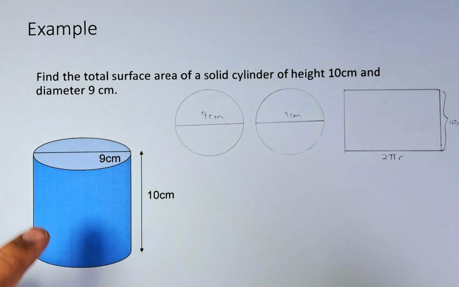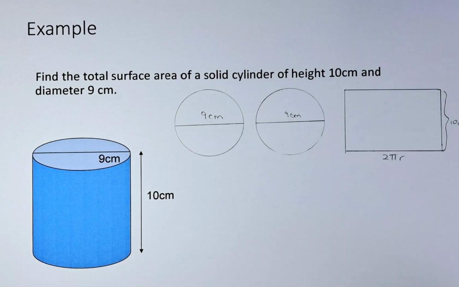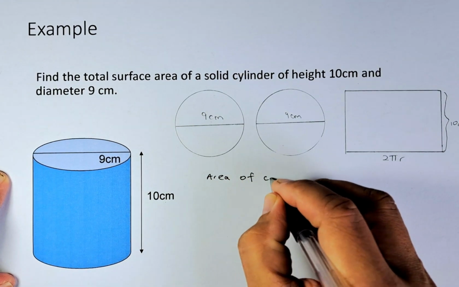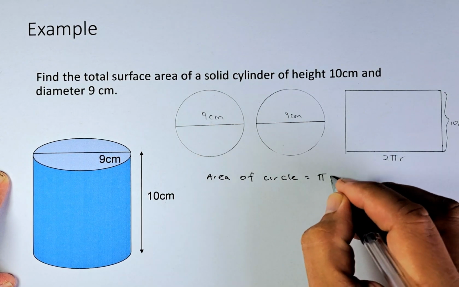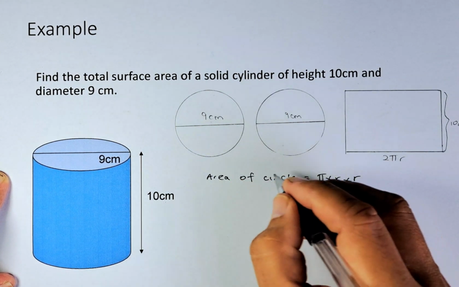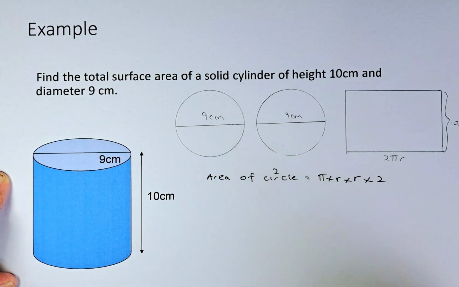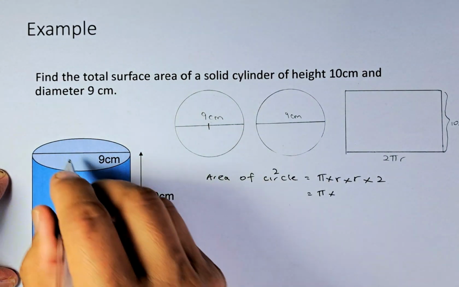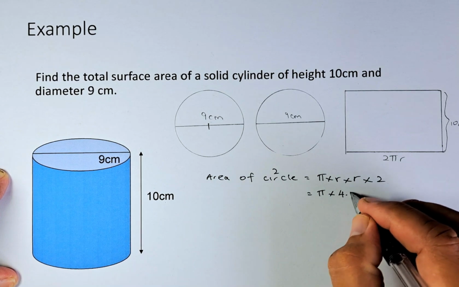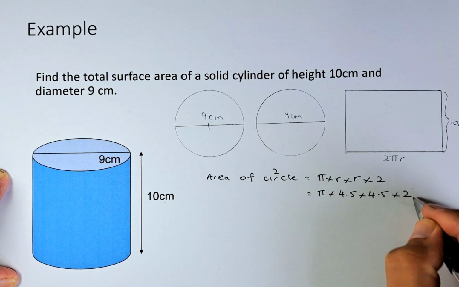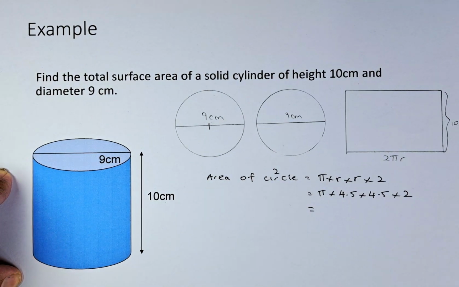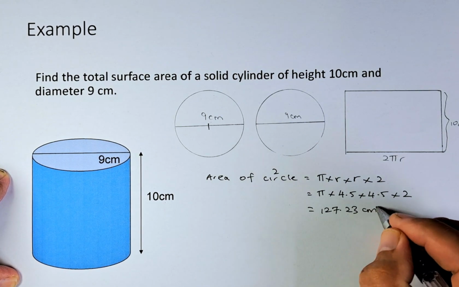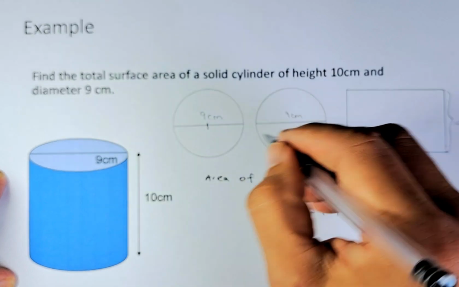Okay. So first we are going to calculate the surface area of the 2 circles. If you have learned before, the area of a circle is pi times radius times radius. Because there are 2 circles, 1, 2, we're just going to multiply by 2. So put in your calculator pi, the radius is 4.5 because the diameter is 9. The radius is 4.5, so 4.5 times 4.5, and because there are 2 circles, we multiply by 2, and the answer will come up to 127.23 centimeters squared. So that is the surface area of the 2 circles.